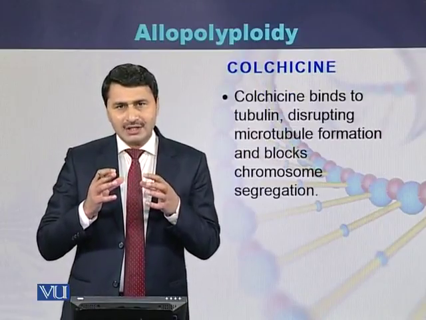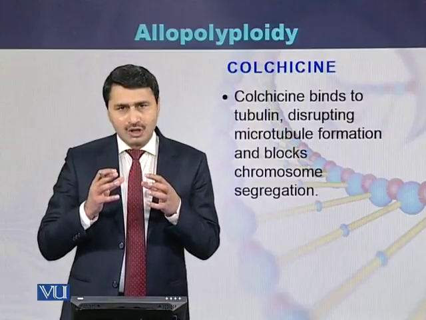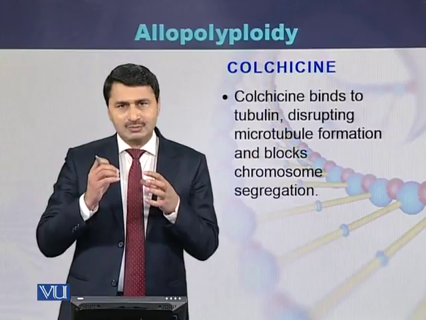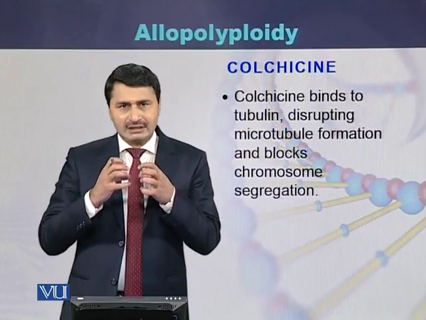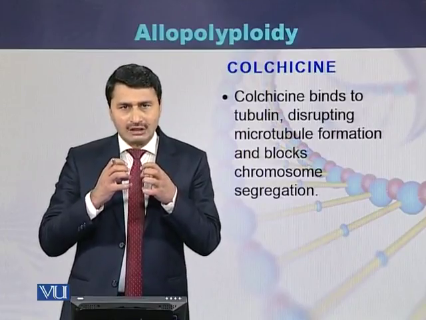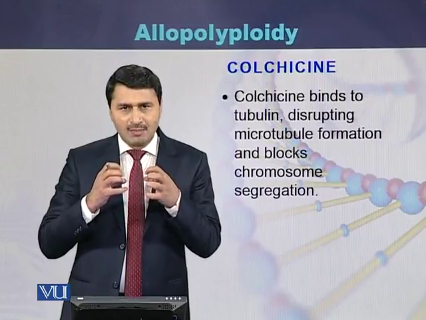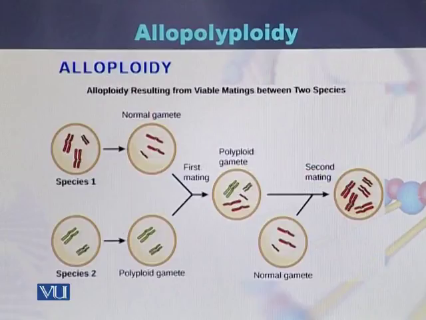Colchicine usually binds to the microtubules or the spindle fibers. Once it binds to the spindle fibers, the homologous chromosomes or the sister chromatids fail to segregate from each other. Here we can see how allopolyploids are produced.